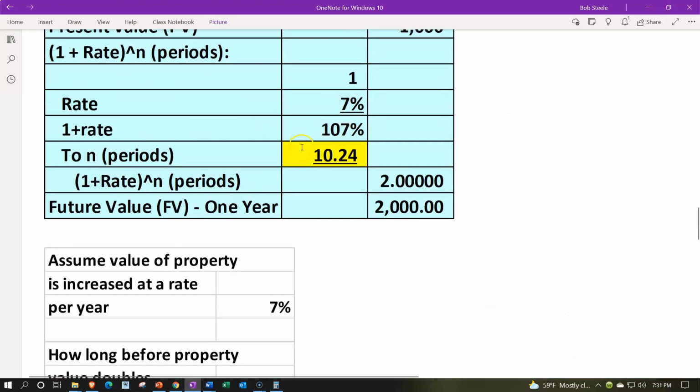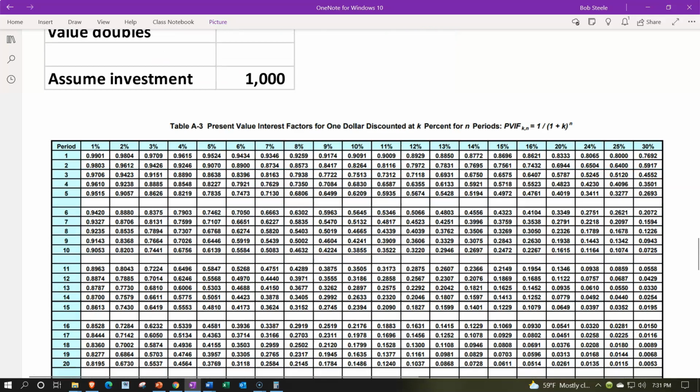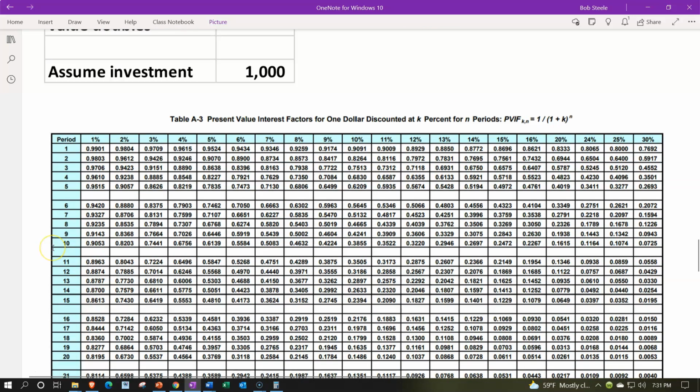As we saw up top, the 10.24 is the more approximate answer. So we can only get an approximation there because of the limitations of the table here, because the table doesn't have decimals in it and whatnot. These are limitations of the table.